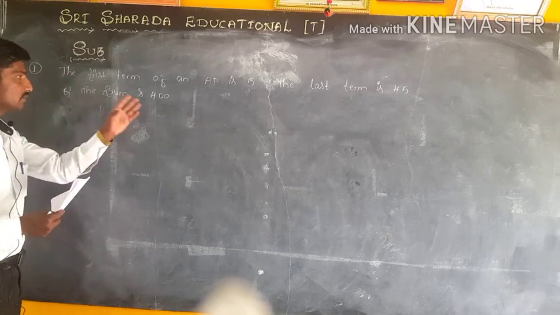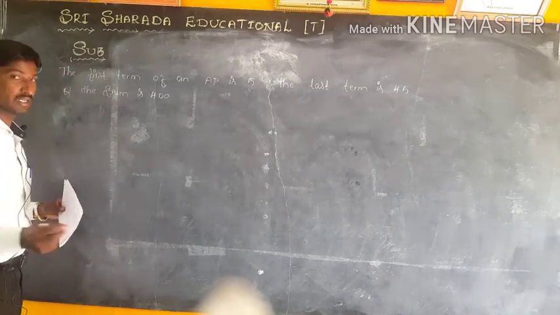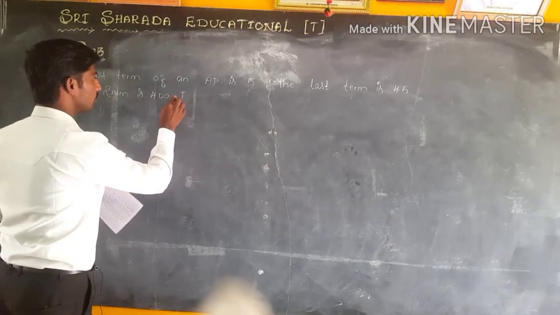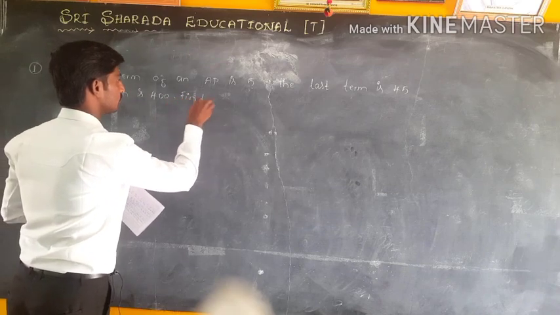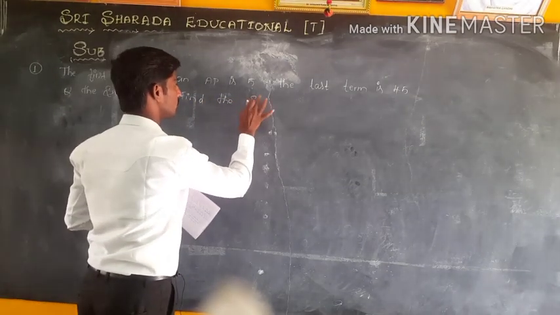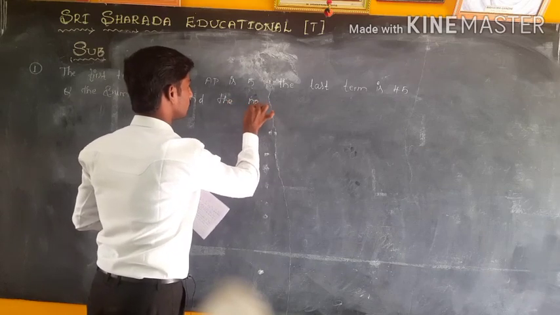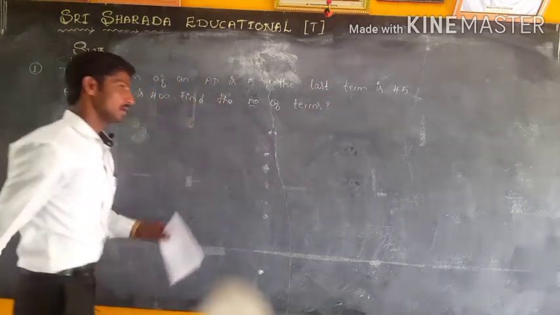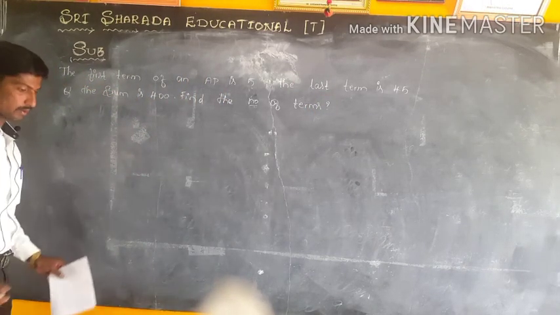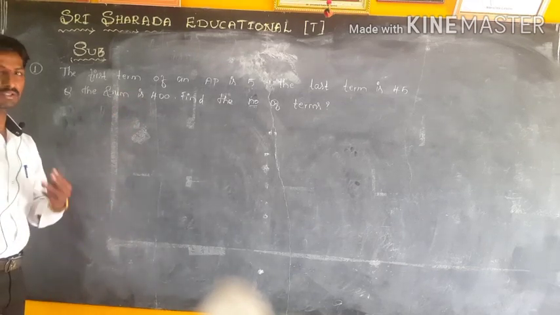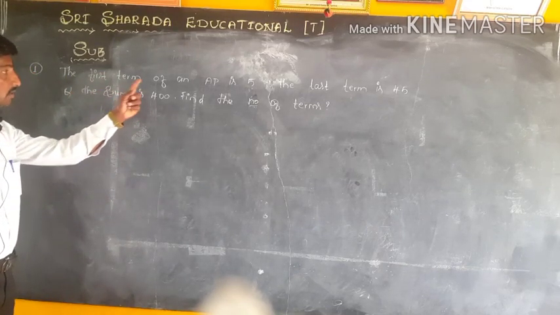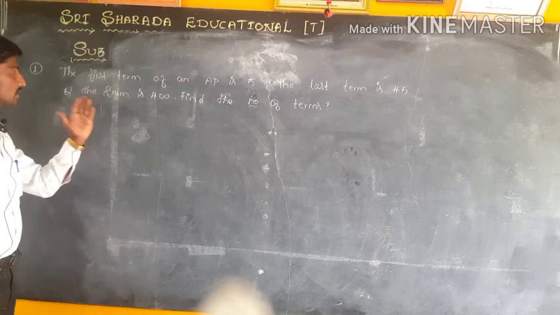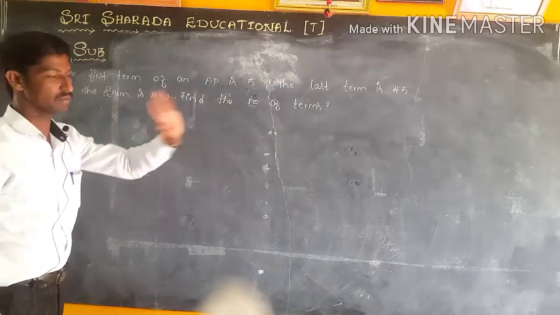45 and the sum is 400. Students are requested to write down the question. Find the number of terms. So this is the question, and this question belongs to 3 marks questions. See, the first term of an AP is 5 and the last term is 45 and the sum is 400. Find the number of terms.